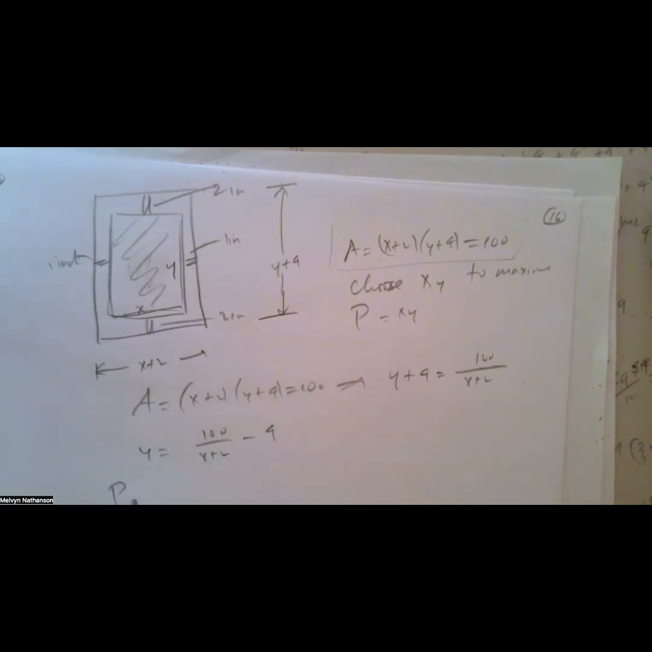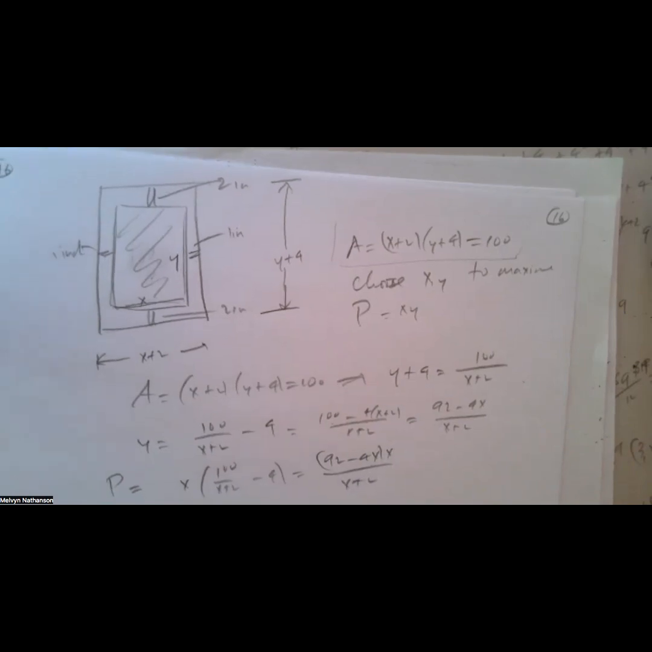And so the printed area P, it's the width X times this height, which is 100 over X plus 2 minus 4. If I wanted to put this over a common denominator, this is 100 minus 4 times X plus 2 over X plus 2, which is 100 minus 8, 92 minus 4X over X plus 2. So this is X times this, 92 minus 4X times X over X plus 2. That's the printed area as a function of X, and I want to maximize the printed area.